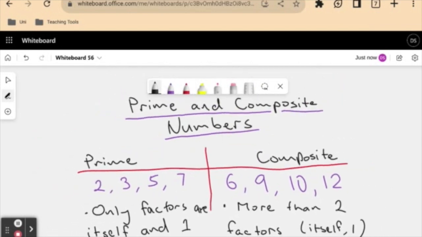In the next video, we are going to look at creating factor trees and seeing some patterns that arise when we make these for composite numbers.